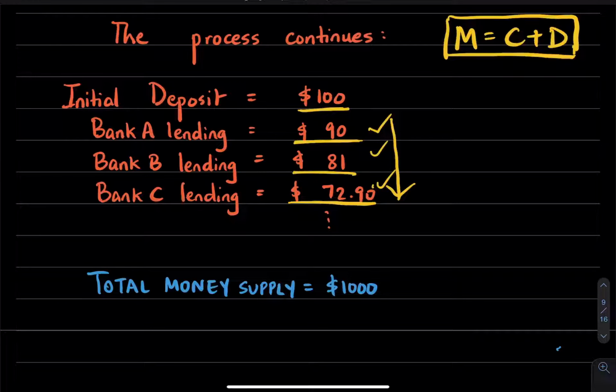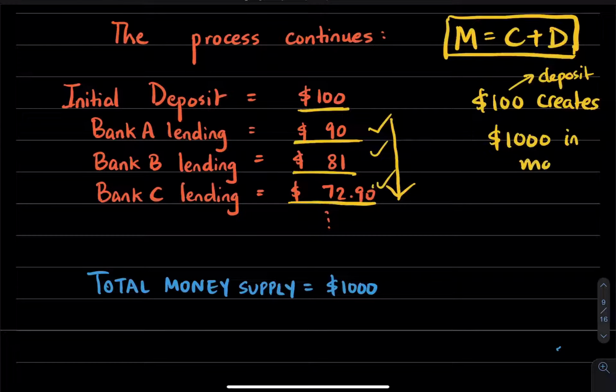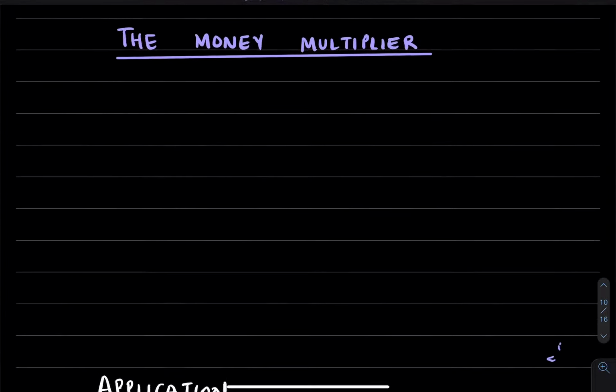So in this example, $100 creates $1,000. So that $100 of the initial deposit creates $1,000 in money. Now you might say, well, why? How did you get to that $1,000? The answer is using a formula called the money multiplier.